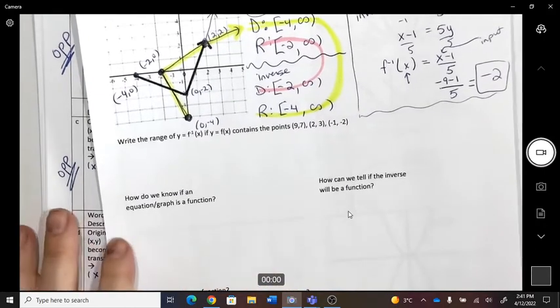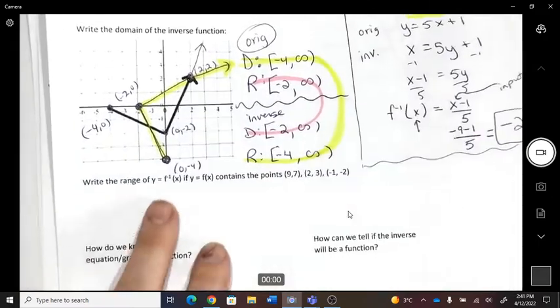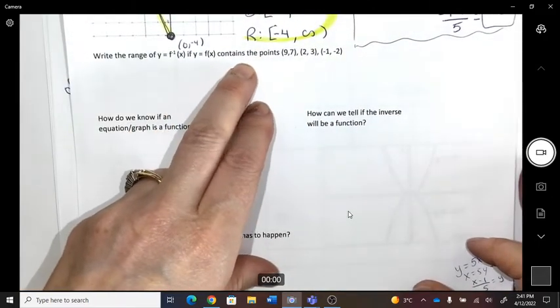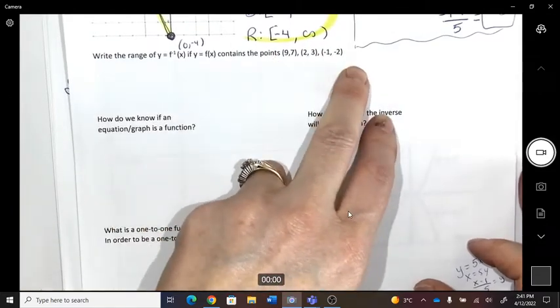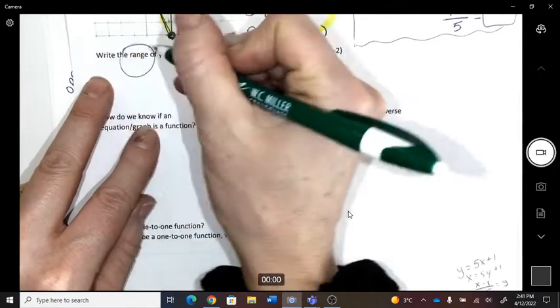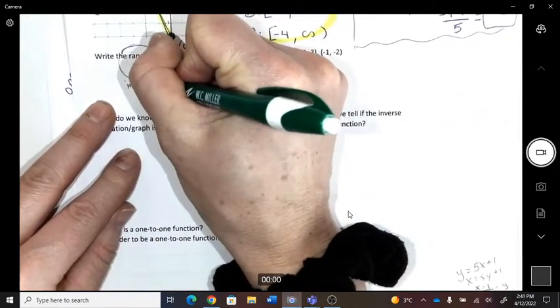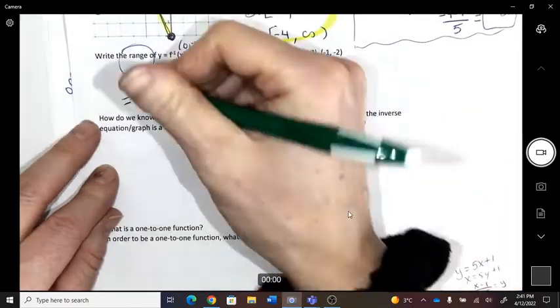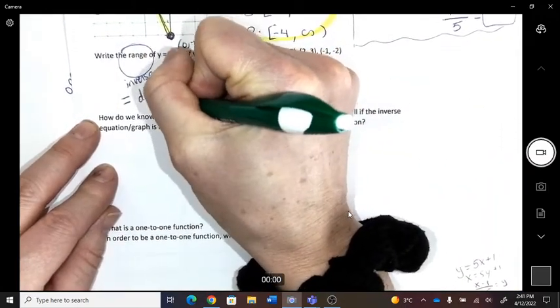Okay. Write the range of the inverse if the original had these points. So, the range of the inverse would equal the what? Domain of the original.